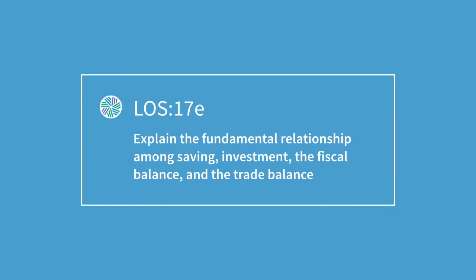In this video, we are going to look at the IS-LM model. The first thing we need to do here is to explain the fundamental relationship between savings, investment, the fiscal balance, and the trade balance. As we saw in the last section, under the expenditures approach, we can express GDP using this relationship of consumer spending plus business investment plus government spending plus net exports.